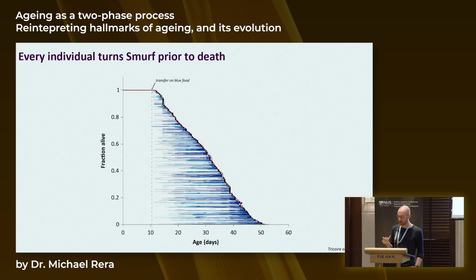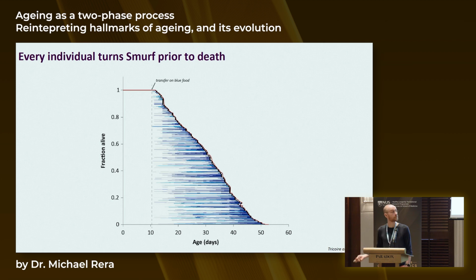All individuals enter that Smurf phase prior to death. So this is a longevity curve that was made from about 1,100 flies maintained individually on vials with the blue food starting on day 11 and checked every 24 hours for whether they are Smurf, non-Smurf, or dead or alive. And what you see is that all lines become blue at some point prior to death. The only difference between two individuals that you take is the moment at which those individuals are going to become a Smurf and the duration of that Smurf phase for these individuals.